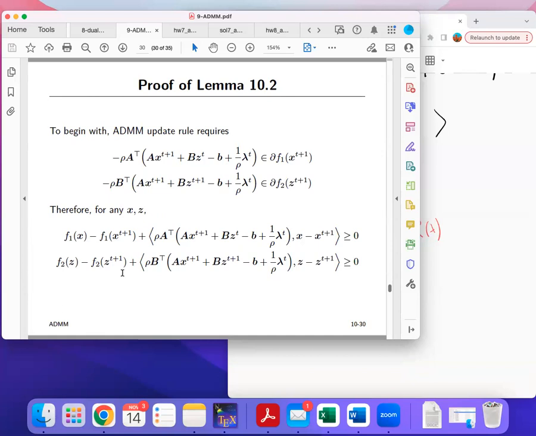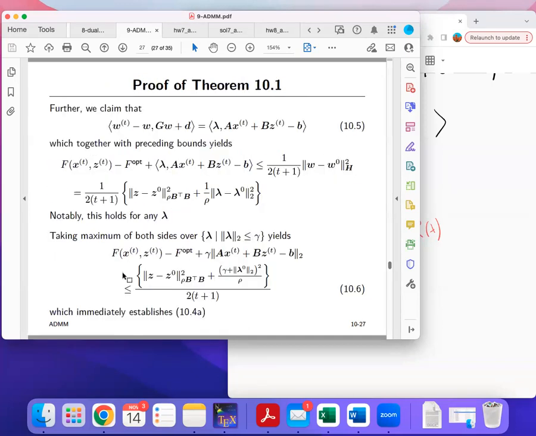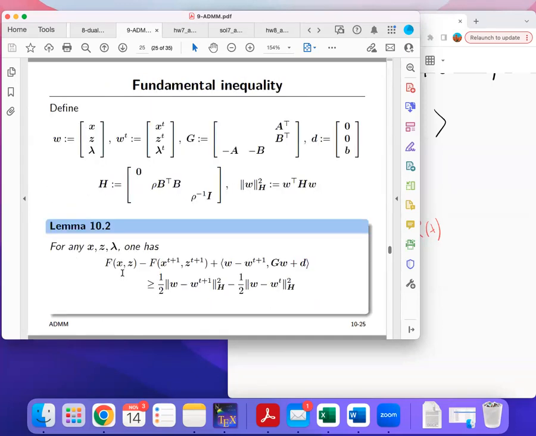Okay, so now let's look at the proof of that key lemma 10.2. This key lemma is really the key to the convergence analysis. In this lemma we first introduce these notations, and these notations come from the algorithm. The algorithm iteratively updates x, z, and lambda in a sequential way. So we will have to follow the algorithm and develop this lemma.